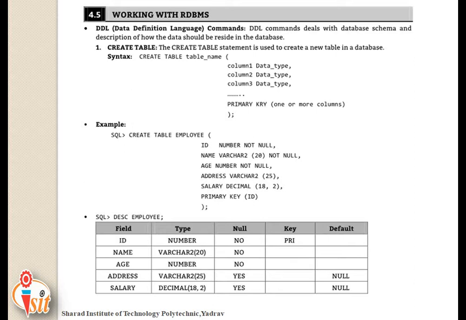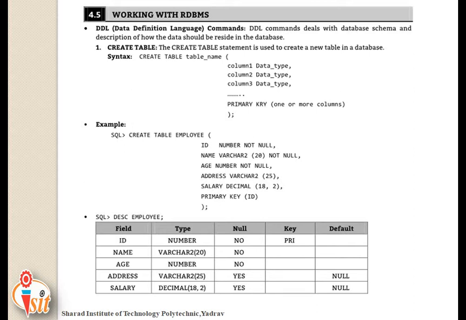Then here you have to put constraints, that is ID should not be null. Name is compulsory, that's why you write here not null. Then age is also necessary, that's why here you put not null. Then address is varchar having 25 characters, salary 18,2. Then the primary key of this table is ID. Here you have seen how the table should be created in the database.